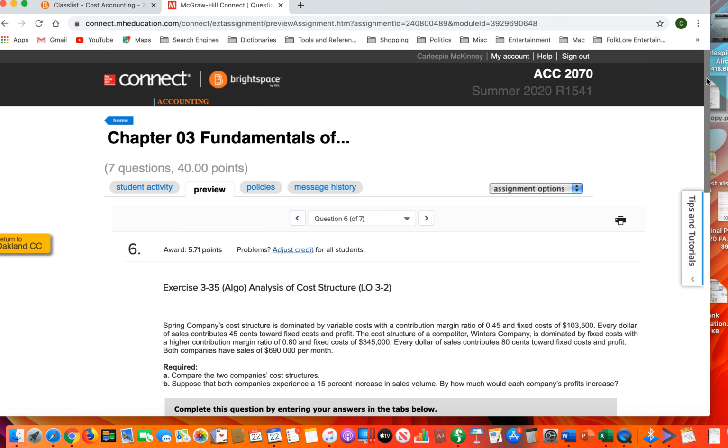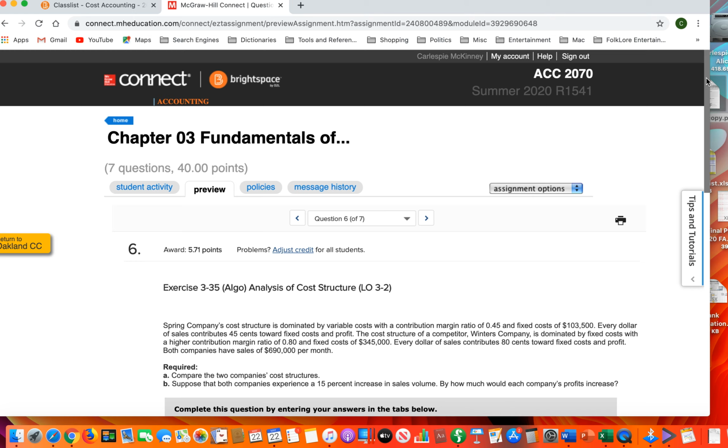So now we have sales of 690,000 minus variable cost of 138,000, which gives you a contribution margin of 552,000. And if you subtract the fixed cost of 345,000, you also get the same operating income of $207,000. So what do you notice here? Where one company has a higher variable cost, the other company has a higher fixed cost, and they come up with the same volume.